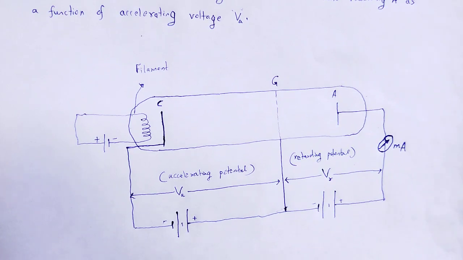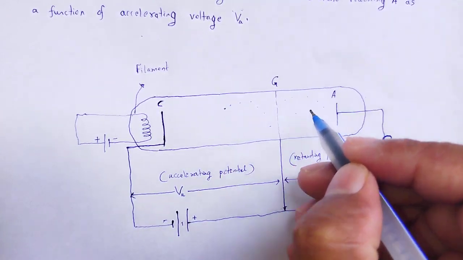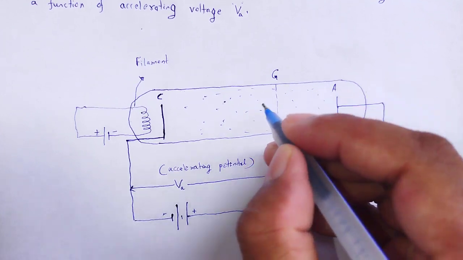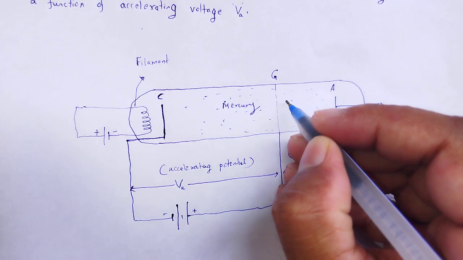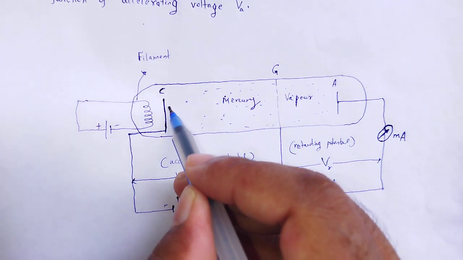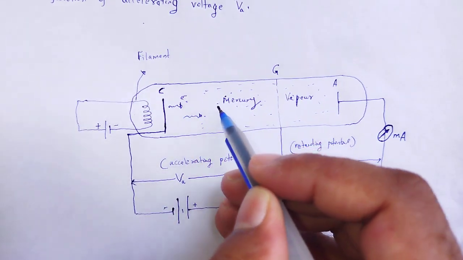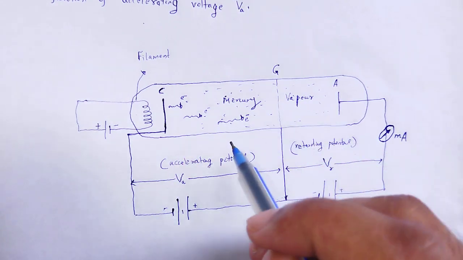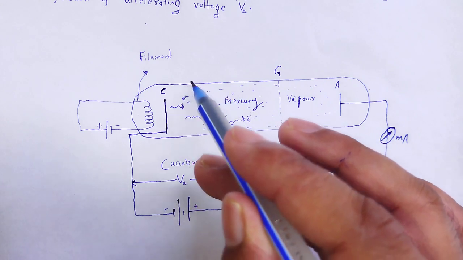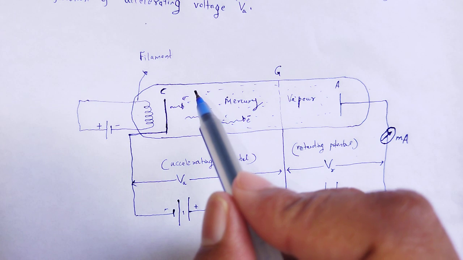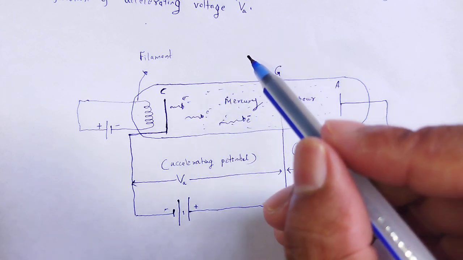Next, what observations do we draw from this experimental arrangement? Here there are mercury vapors, mercury vapor and electrons. And these electrons collide with the mercury vapors. Electrons collide with mercury atoms. The electron is lighter in comparison to the mercury atom. Therefore, collision occurs.